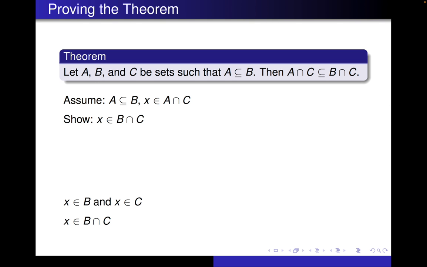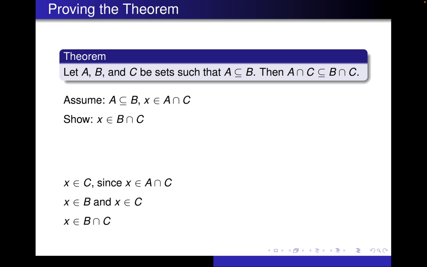So how would we show one of those things? Well, let me see. Actually, X in C is easy. One of the things we're assuming is that X is in A intersects C. Everything in A intersects C is in both A and C. So in particular, it's in C. So that part's fine.